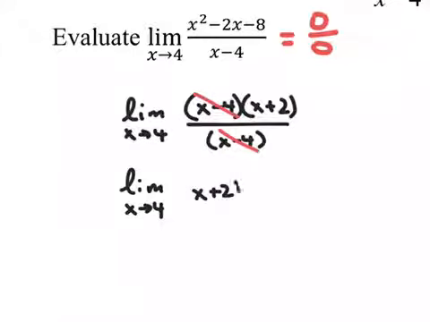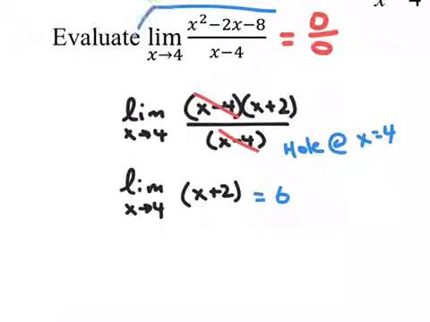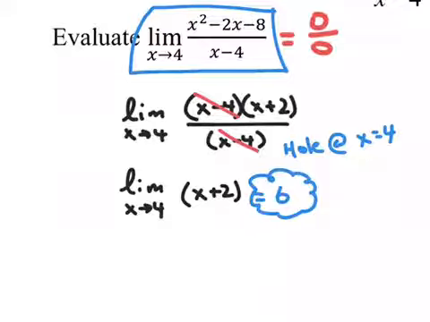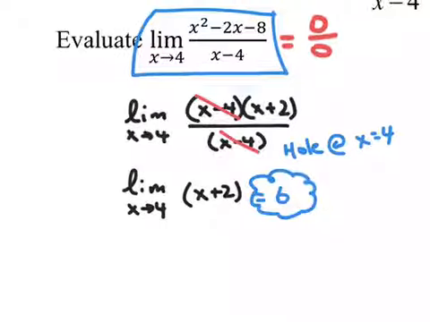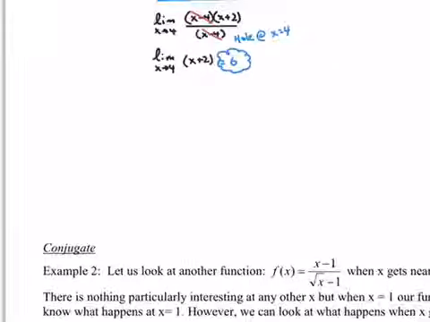And now the function is just a line, x plus 2. Now it's not just a line x plus 2, it's a line x plus 2 with a hole at x equals 4. Okay, so if I plug 4 into this, I get 6. So what that tells me is that the limit as x approaches 4 of x squared minus 2x minus 8 over x minus 4 actually approaches, from the left and the right, y equals 6. Okay, let's look at our second method.